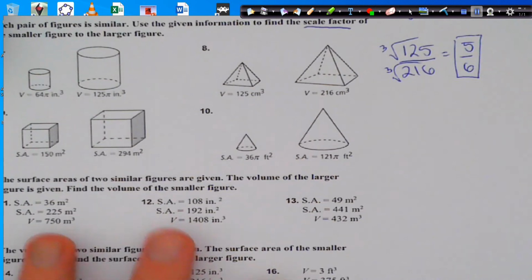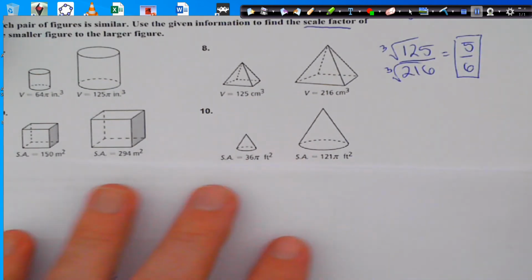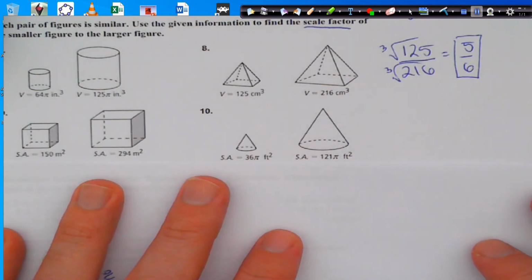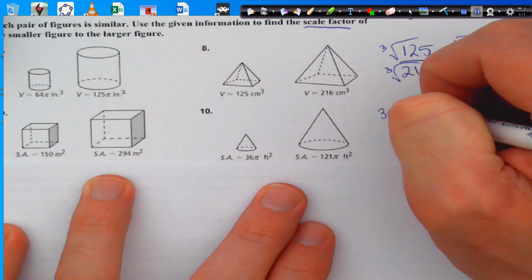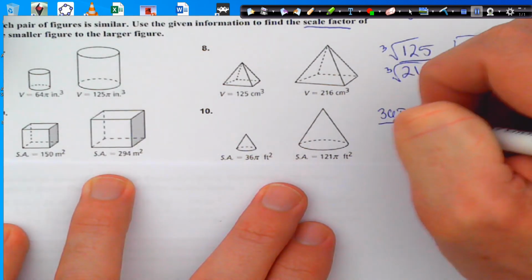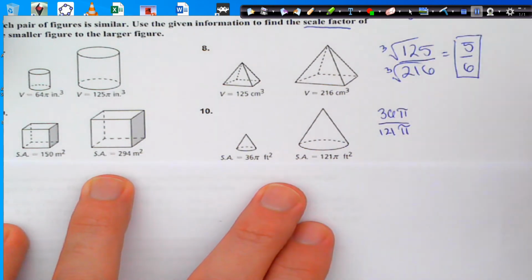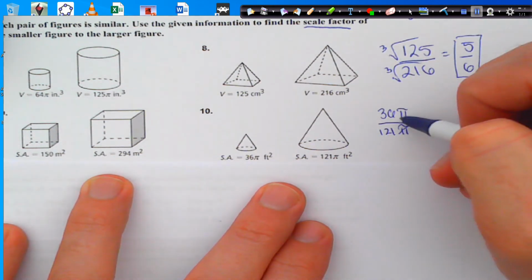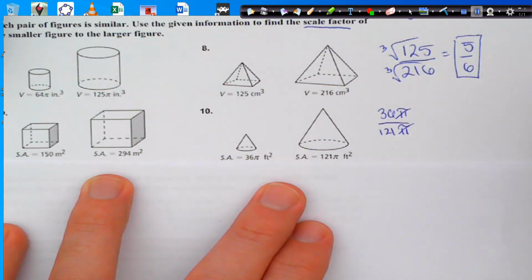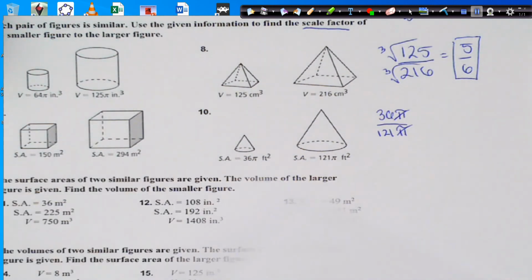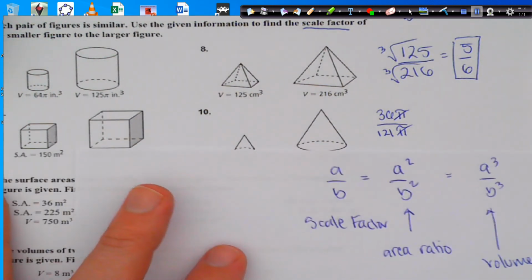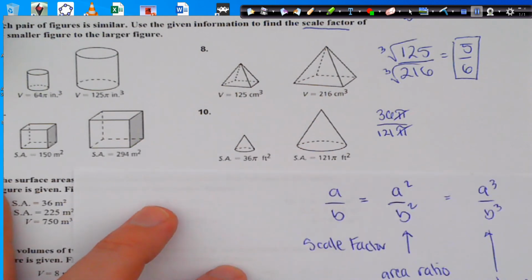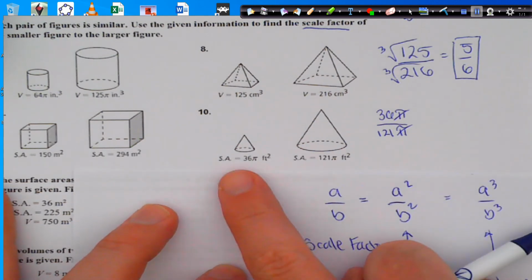Number 10. So for number 10, we have the same thing, small to large. So we're going to do 36 pi over 121 pi. Now, first things first, I'm going to just cancel those out. That's going to make it a lot easier. But when we look at this, we are looking not at a cubed, we're looking at a squared. How do I know it's squared? Because it says SA. SA is surface area.